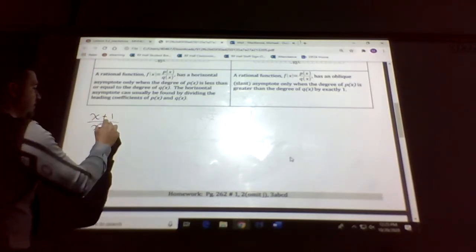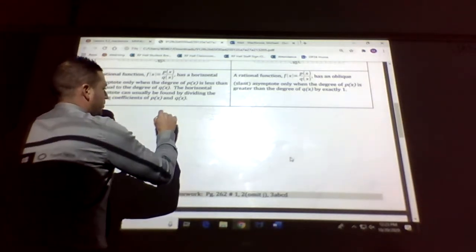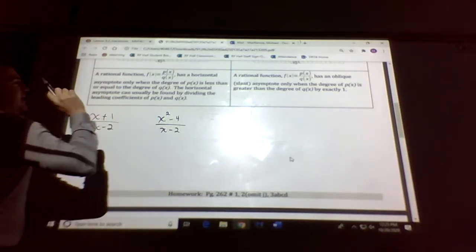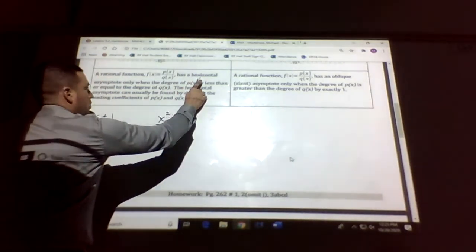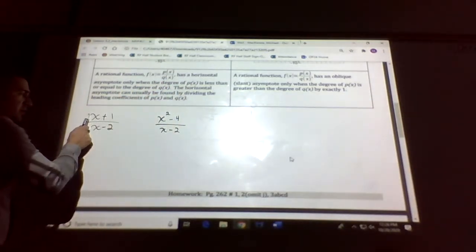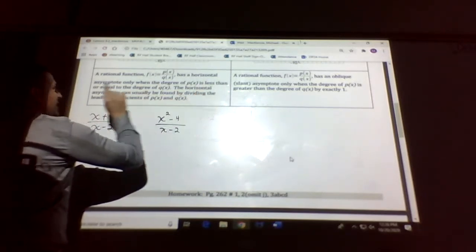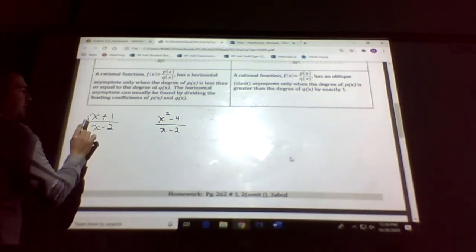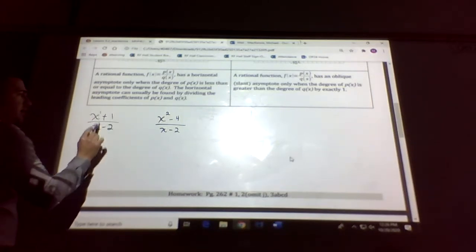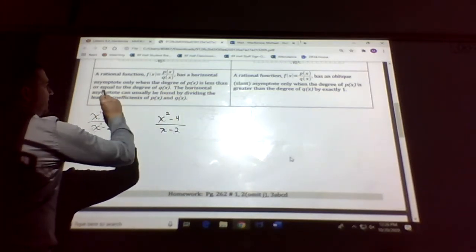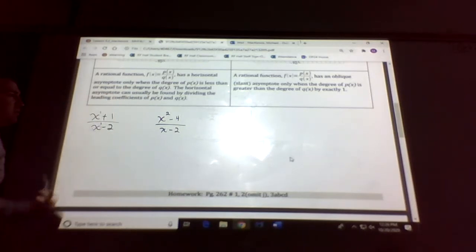So I had x plus 1 over x minus 2, and then my second example, I had x squared minus 4 over x minus 2. The rational function has a horizontal asymptote when the degree of p(x) is less than or equal to the degree of q(x). So this is p(x) and this is q(x). The degree of this is 1, the degree of this is 1, so it is less than or equal to. In this case, it's equal to.